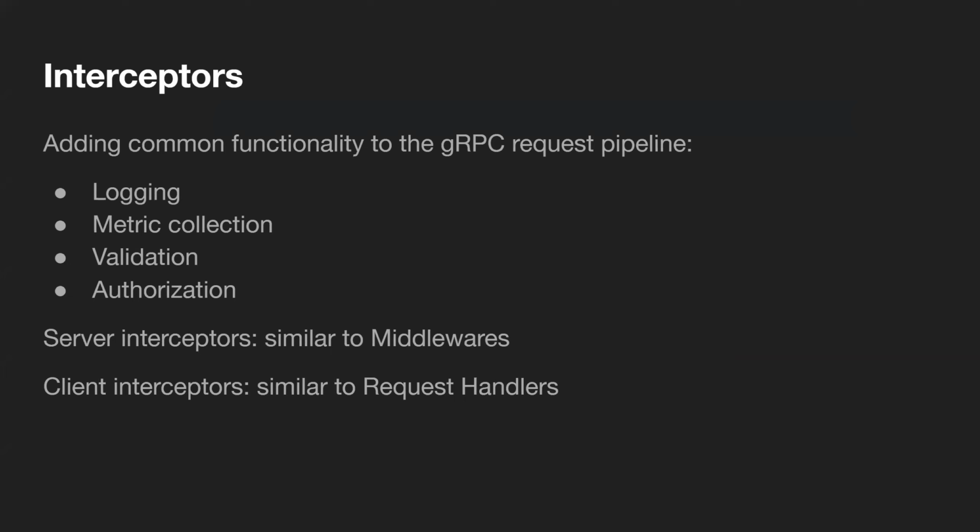And the server-side interceptors are very similar to the ASP.NET middlewares that we are using in MVC. And the client interceptors are similar to the request handlers that we are using with the HTTP client. But in case of gRPC, these are both called interceptors. Just one is a server interceptor and the other is a client interceptor.